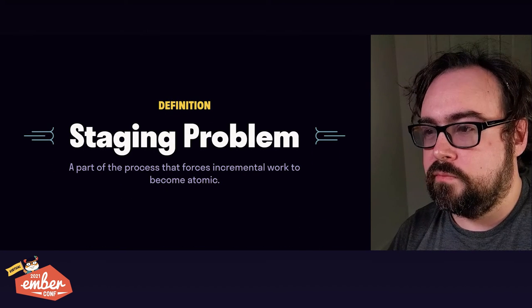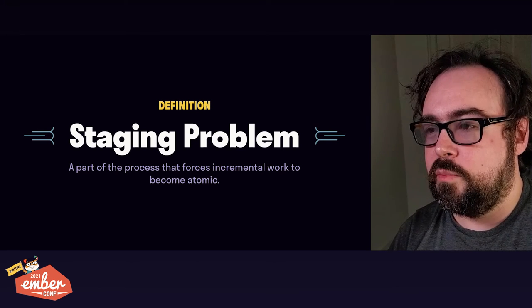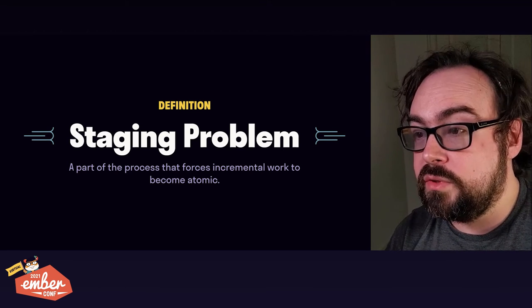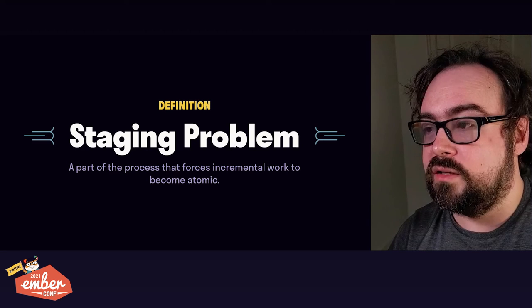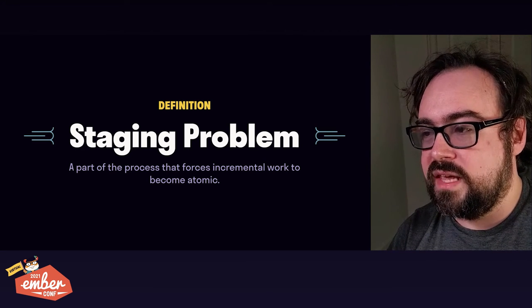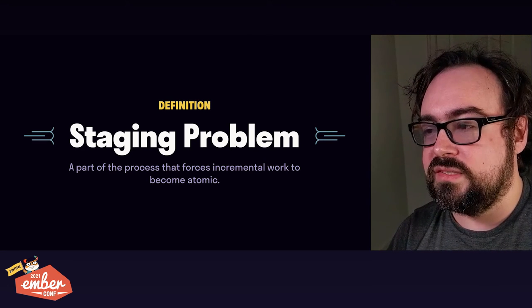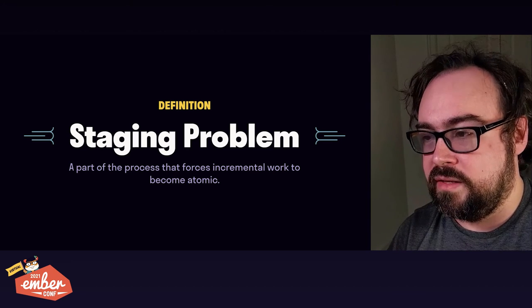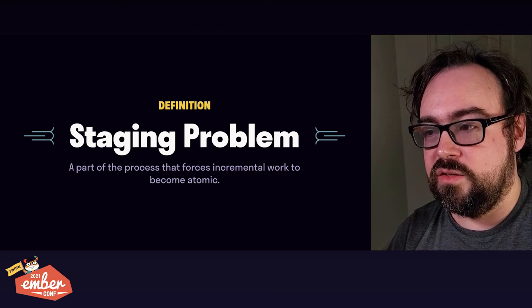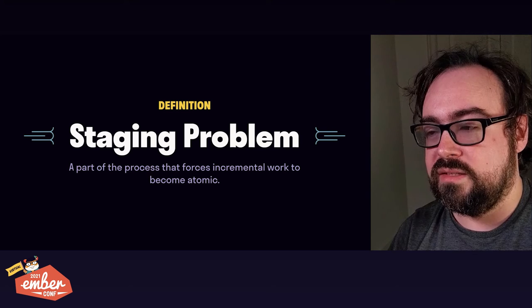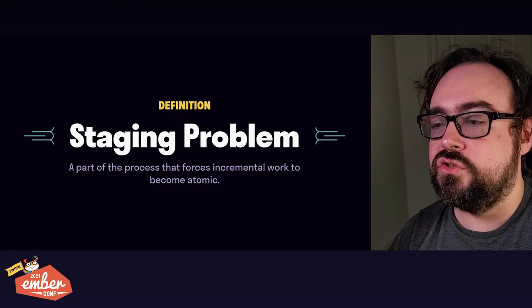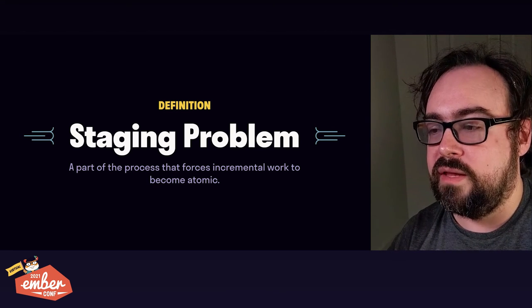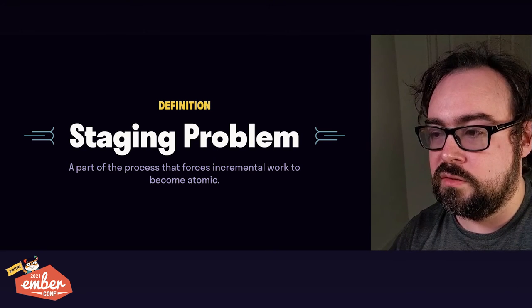So what's a staging problem? A staging problem is a part of the process that forces work that could be done incrementally to become atomic. In this case, the mistake was thinking that features should only become stable when they are also ready to be recommended. But fundamentally, a feature is ready to become stable when the team is ready to make Semver commitments. By saying that features shouldn't land on stable until we're ready to recommend them, we're blocking features from landing on stable that are ready for Semver commitments.